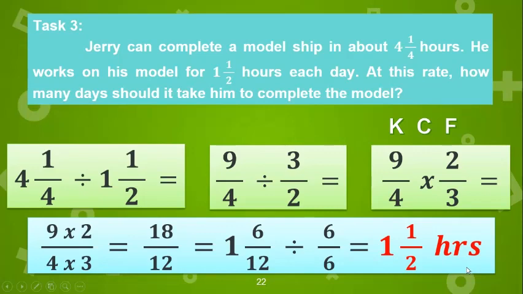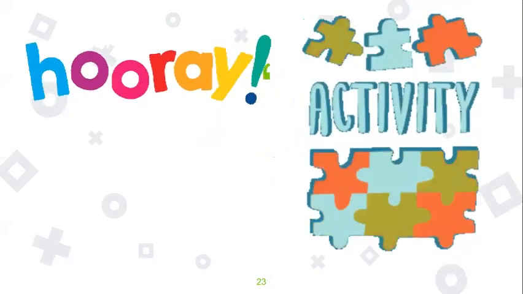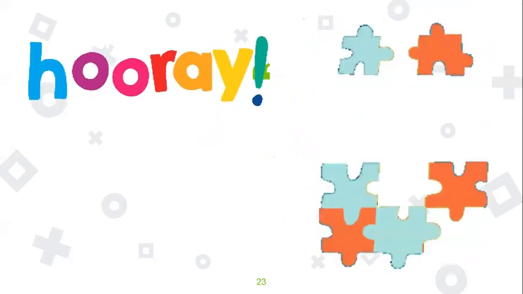So it is just the same as multiplication. You're just going to manipulate something. You have to tweak the numbers so that you can apply the multiplication method. That's interrelation. The multiplication and division of fractions are related to each other. Now, we have to move on. Hooray! You're ready for your activity.